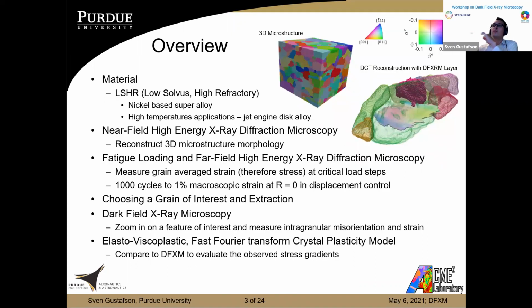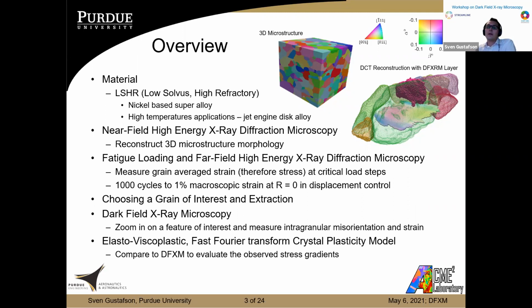So a quick overview of all of the places that this specimen has been. The material that we worked with was LSHR, low solvus, high refractory. It is a nickel-based superalloy, as I said. And if you're unfamiliar with these, they're typical jet engine disc alloys. They're very good with high temperatures, maintaining their strength under high temperature applications.